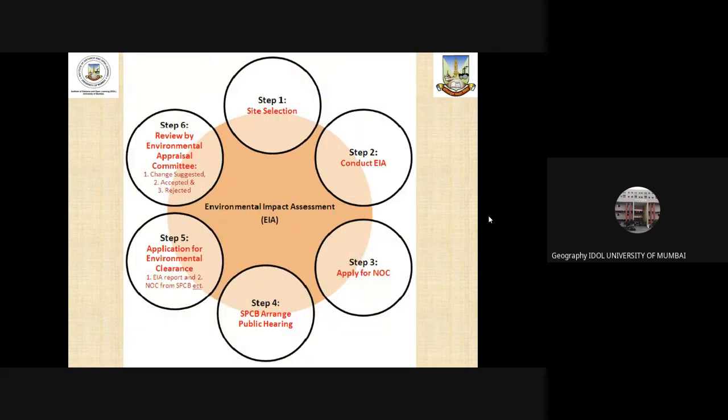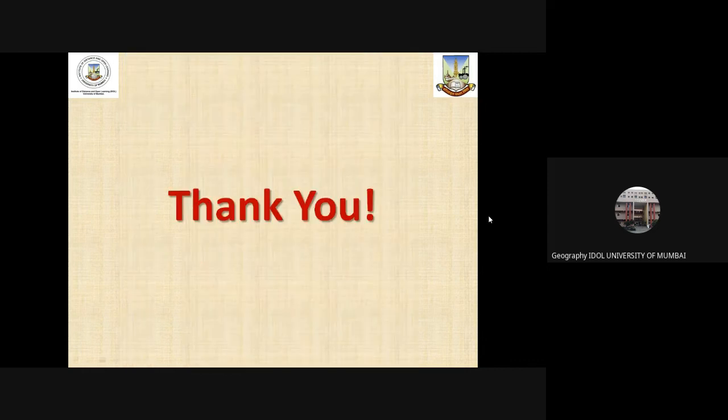Now, it includes the site selection, wherever the project is proposed and the area around it, then conducting the environmental impact assessment, applying for a no objection certificate from various organizations such as the SPCB, arranging the public hearing, then the application for environmental clearance will be sent by the project proponent, which will be reviewed by the environmental appraisal committee. Changes will be suggested, and then the proposal is either accepted or rejected. So these are all the details of the environmental impact assessment.